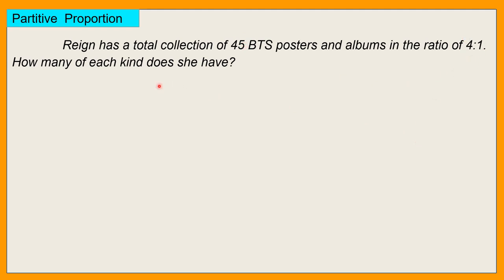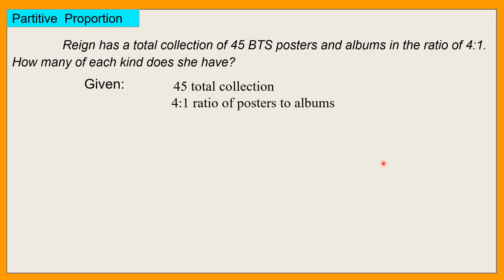Hahanapin mo kung ilan ang poster, ilan ang albums. Diba? So, divide mo to into parts. So, let's have the given. We have 45 total collection of posters and albums. And then yung ratio is 4:1, posters to albums. Okay? And then solution.